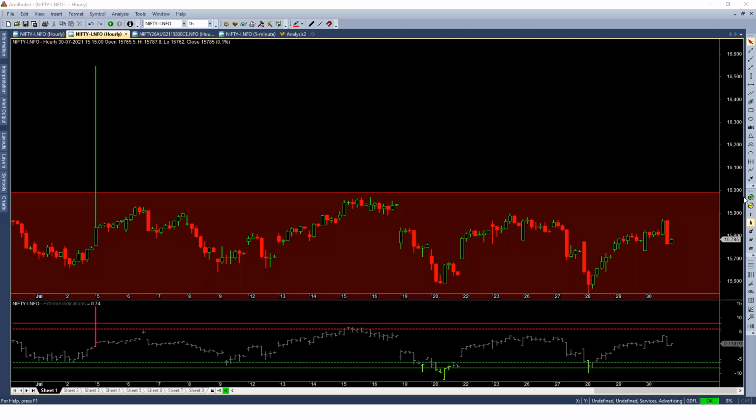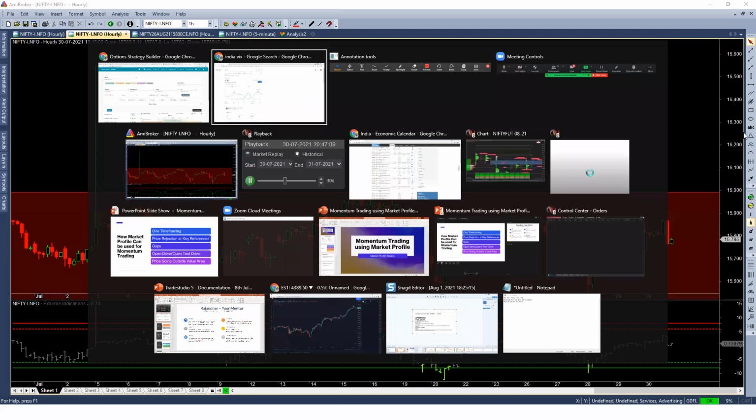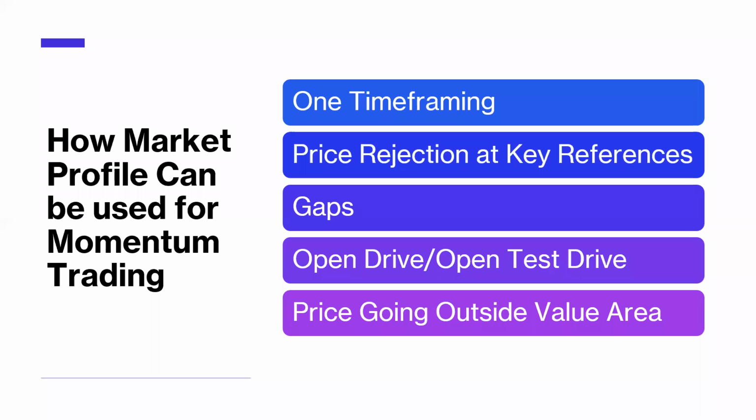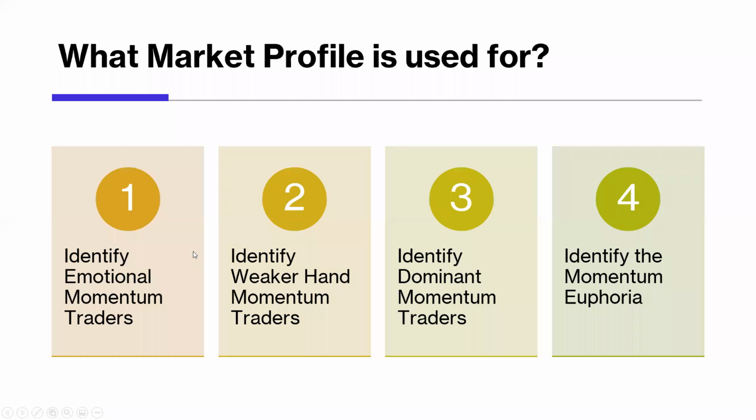And my thinking is also, I'm bullishly biased, but mildly bullishly biased. I'm not super bullish in these markets. Momentum traders are there, and equally weaker momentum sellers are also there. That's what market profile shows us. Market profile shows not only the smart momentum traders, it also identifies emotional momentum traders, weaker hand momentum traders, smart dominant momentum traders, and it identifies the momentum euphoria. Right?